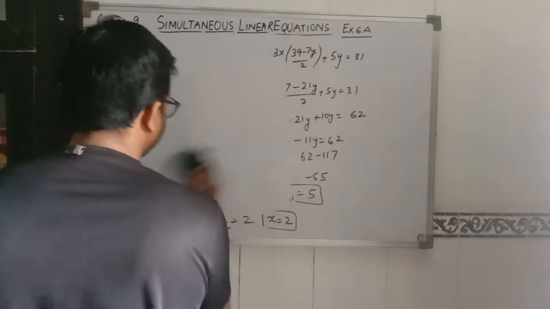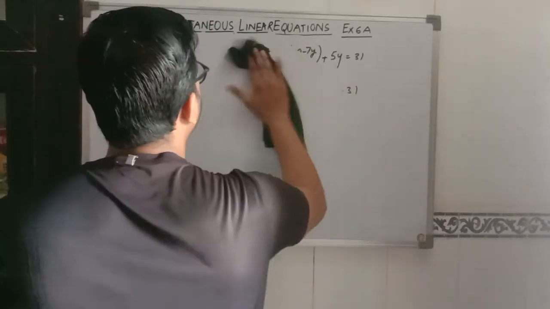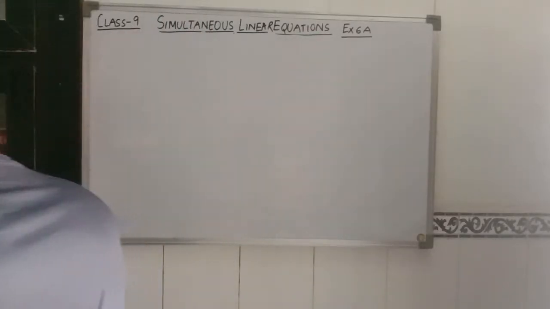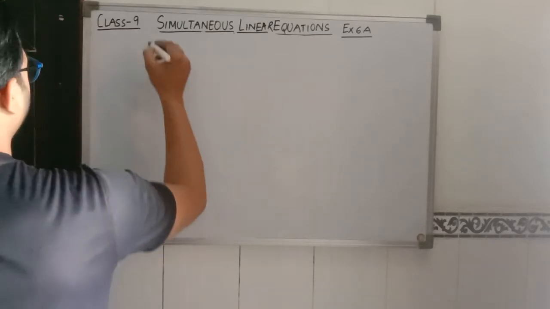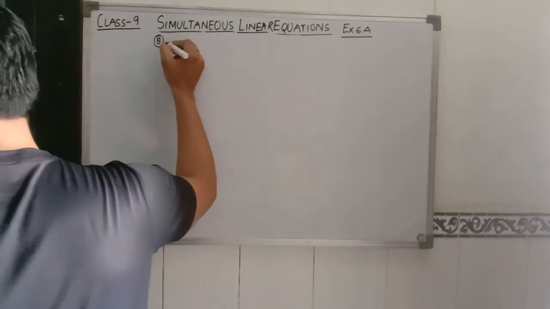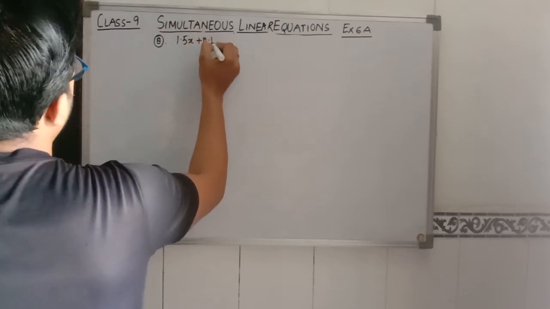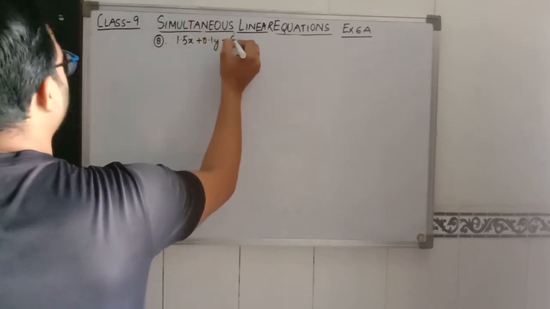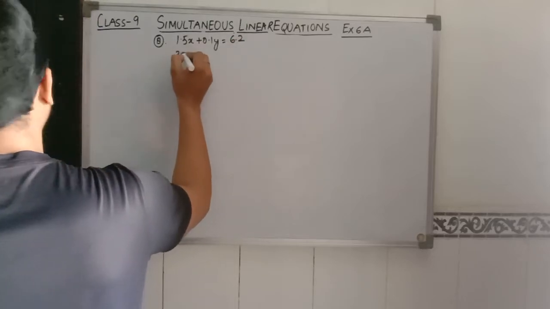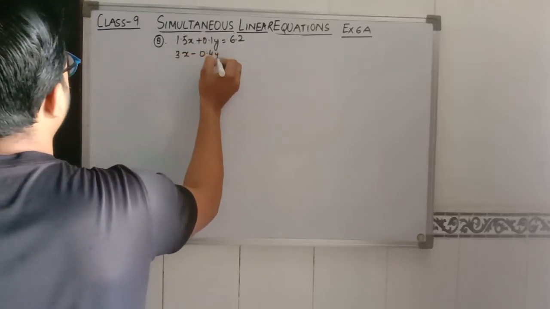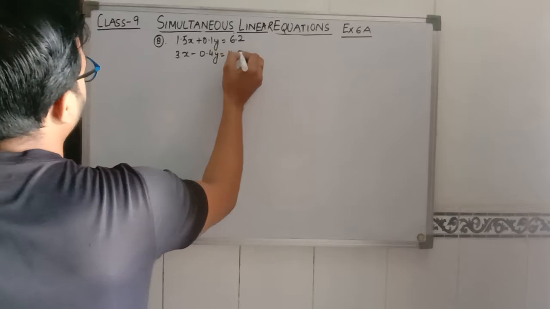Now we are coming to the next question, question number 8. Question number 8 is also related to some decimal question. It is saying that 1.5x plus 0.1y is equal to 6.2. Second equation is 3x minus 0.4y is equal to 11.2.